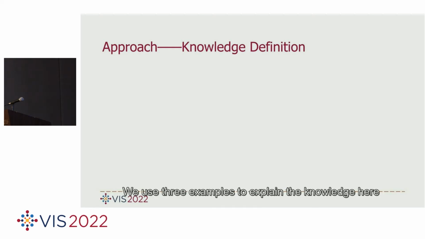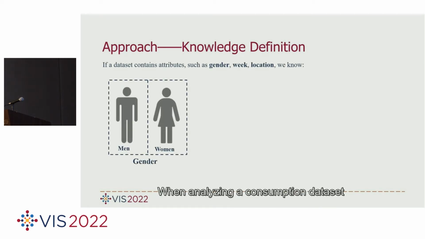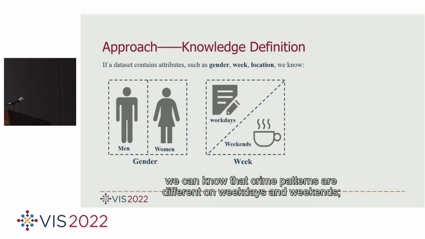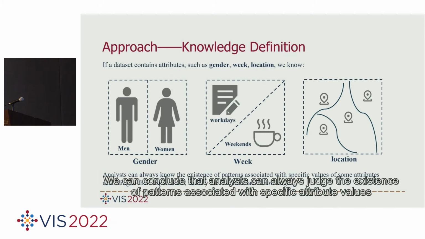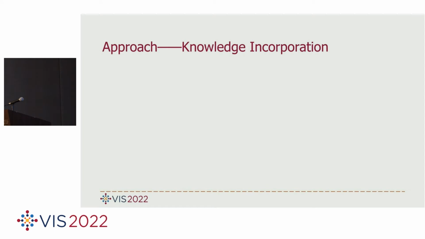We use three examples to explain the knowledge here. When analyzing a consumption dataset, we can know that men and women have different shopping habits. When analyzing a crime dataset, we can know that crime patterns are different on weekdays and weekends. When analyzing a traffic dataset, we can know that jams vary from place to place. We can conclude that analysts can always judge the existence of patterns associated with specific attribute values. These ideas derive from their experiences and appear in their mind spontaneously, namely the so-called tacit knowledge.